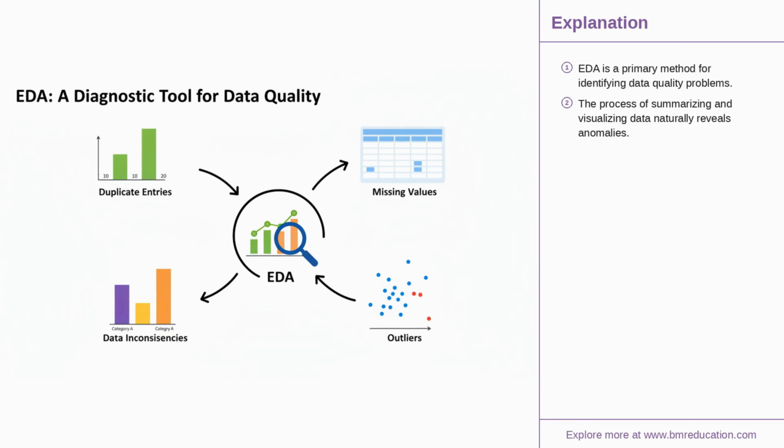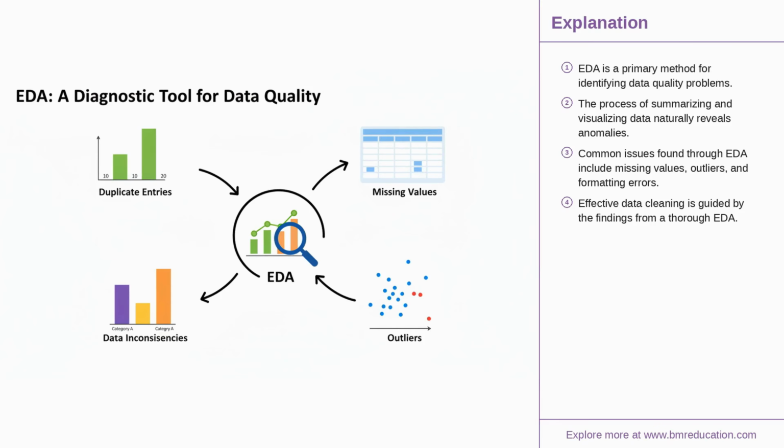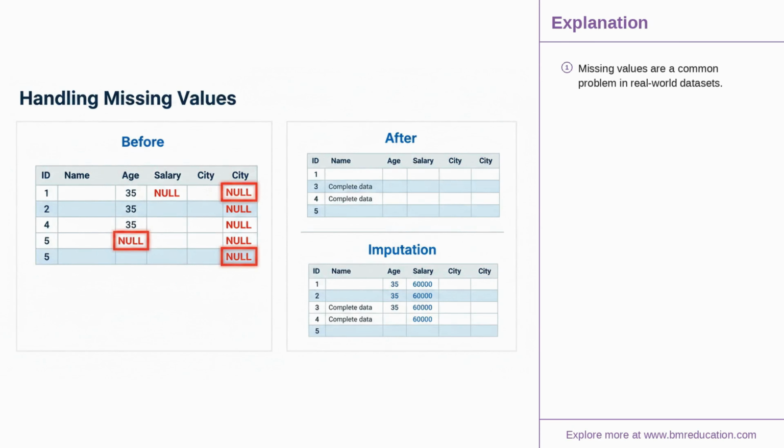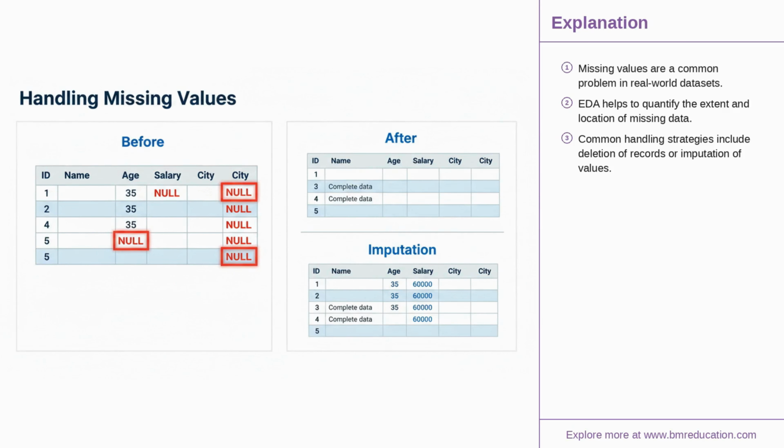A powerful side effect of our exploratory journey is that it's the best way to diagnose data quality issues. EDA isn't separate from data cleaning, it drives it. The visualizations and summaries we've discussed will naturally expose problems like missing values, strange outliers, and other inconsistencies that must be addressed before modeling. One of the most common issues is missing values.